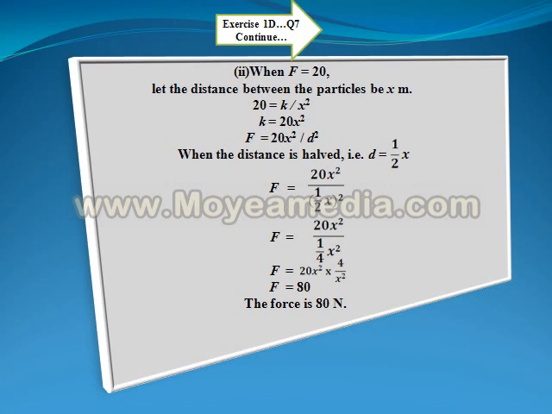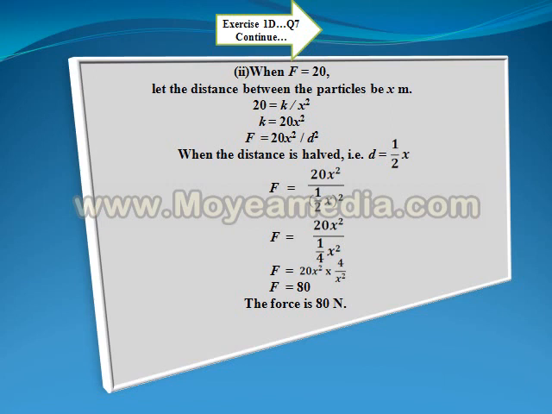I hope you're understanding, you are with me now. Force F is 20 while the distance is X meter. So in place of D I put X here. We don't know that certain distance, but there was a certain distance when the force is 20 Newton. So we assumed that distance between the particles is x meter when the force is 20 Newton.